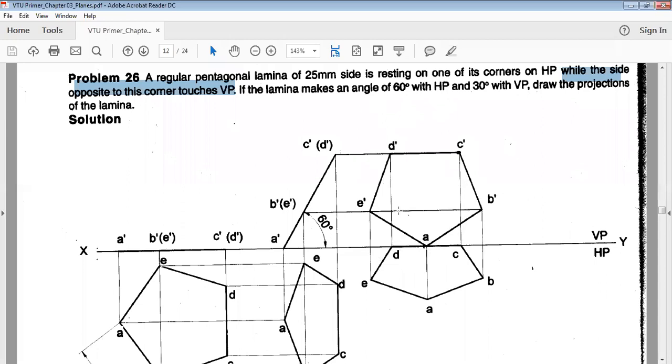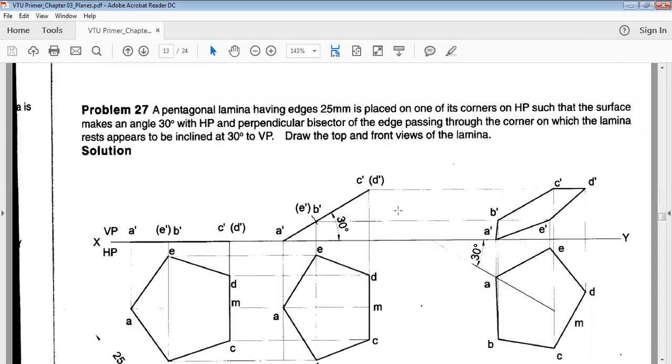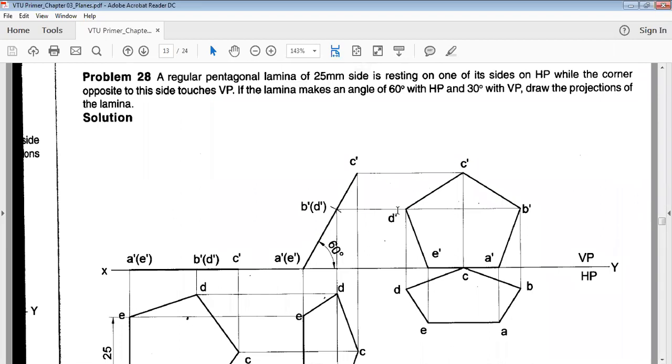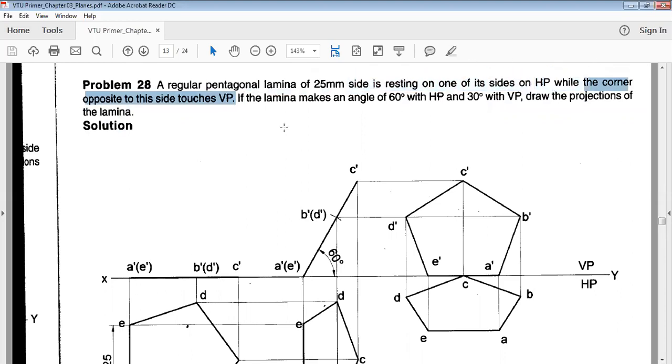We'll look into some other problems of a similar kind, and then you'll get a fair idea. So here is problem number 28. A regular pentagonal lamina of 25 mm side is resting on one of its sides on HP, while the corner opposite to the side touches VP. See here, the corner opposite to the side touches VP.